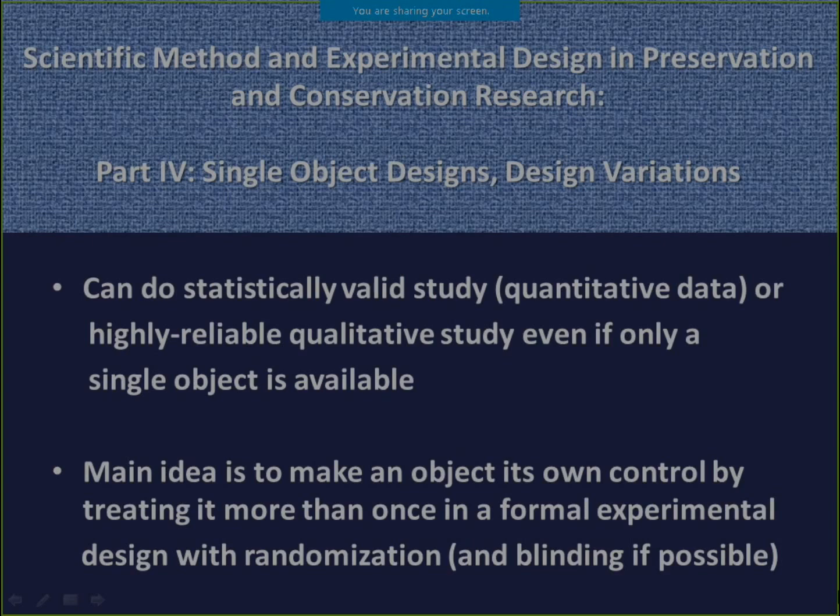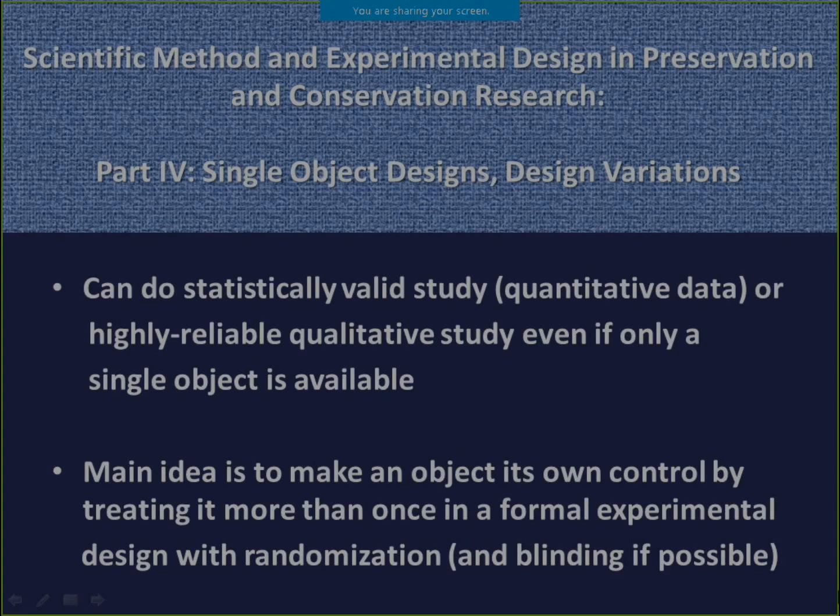Sometimes you may have only a single object available for study, and generally this is going to be the case when you have a real cultural heritage object that you're working with, since experiments with facsimiles can pretty much always be replicated. And with a single object study, you may primarily be interested in making conclusions that are best for the treatment of that one object. So here the generalizability to other objects is of secondary interest.